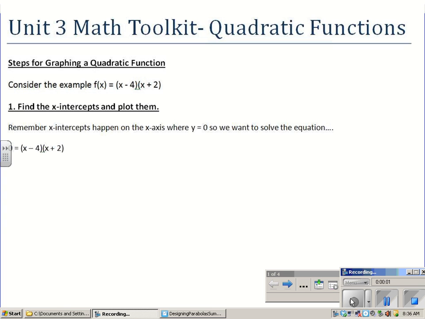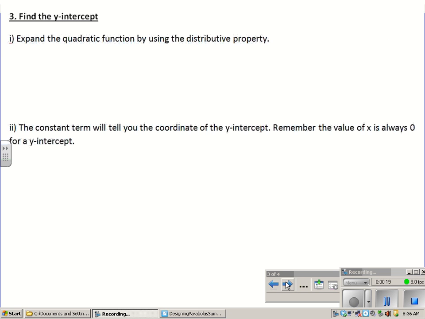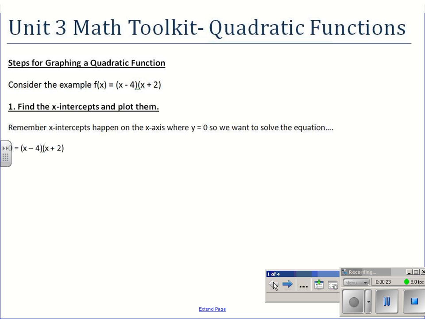So yesterday we talked about graphing a quadratic function when we're given the function in expanded form. So we came up with 3 steps that we want to use. The first step is to find the x-intercepts and plot them. The second step is to find the coordinates of the maximum or minimum point and then plot it. And the third step is to find the y-intercept and then plot it. And then we can use that to create our quadratic graph.